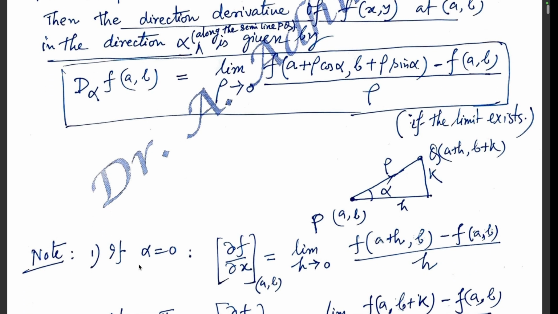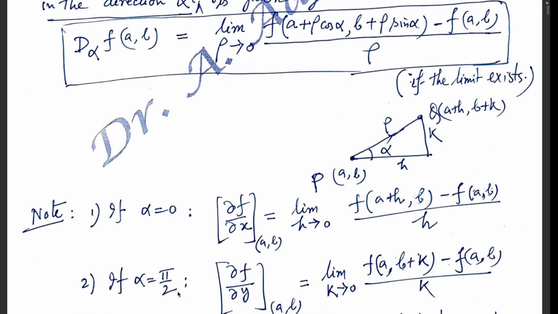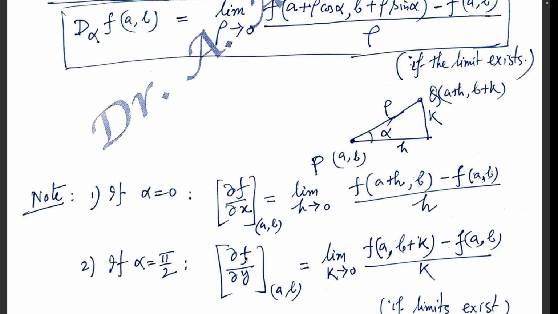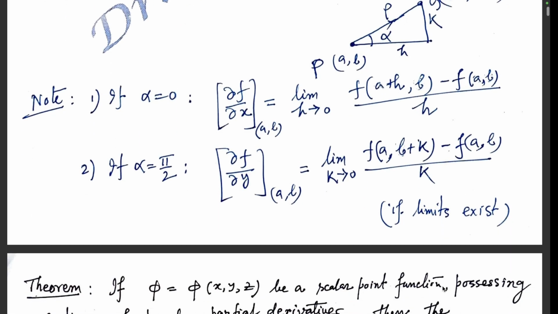Now, if alpha equals 0, then k equals 0 and h tends to 0. So the limit as h tends to 0 of f(a plus h, b) minus f(a, b), whole divided by h, is called del f del x at the point (a, b). If alpha equals pi by 2, then this directional derivative is the partial derivative with respect to y at the point (a, b), the limit as k tends to 0 of f(a, b plus k) minus f(a, b), whole divided by k, if these limits exist.